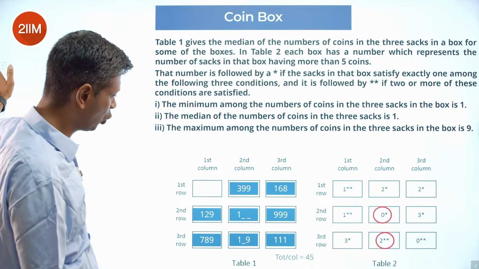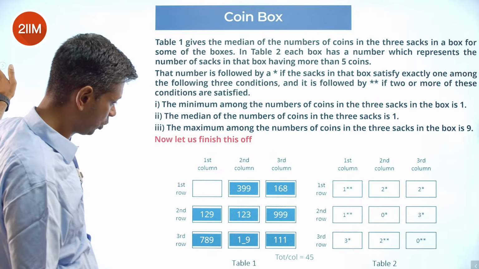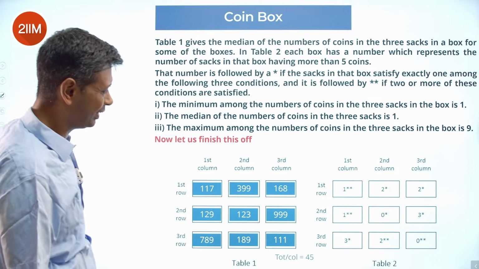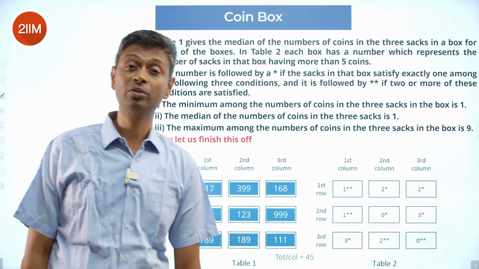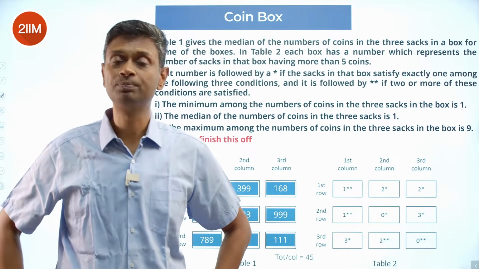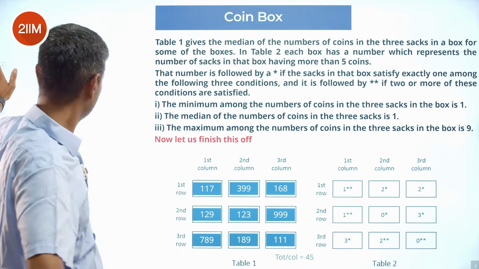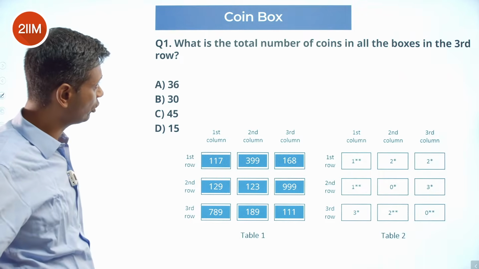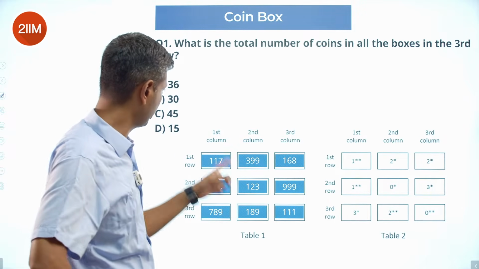Brilliant, brilliant. Just kind of grow into this slowly. We fill the entire grid. All numbers of coins in each sack, in each box, we know. After this, we just have to look at this question and what is the total number of coins in all the boxes in the third row? 45.